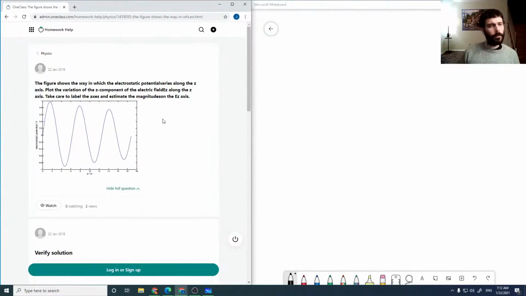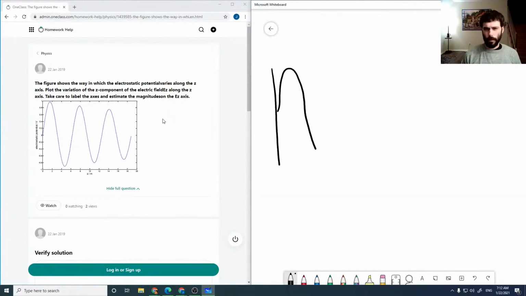So in the figure here, we're given a plot of electrostatic potential along the z-axis, and we want to plot or sketch out the E field. I'm not going to be able to do this perfectly without some kind of graphing software, but I'll do my best. And really, we just want to sketch out the relationship between the potential and the E field anyway.